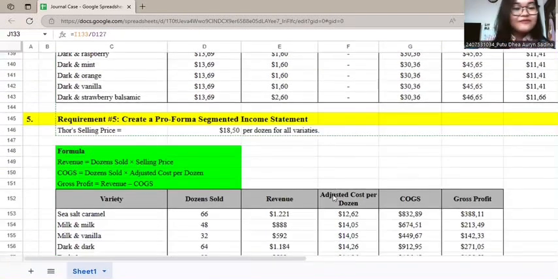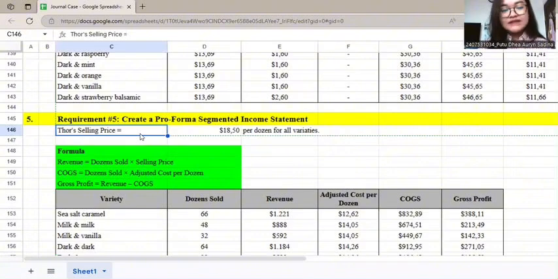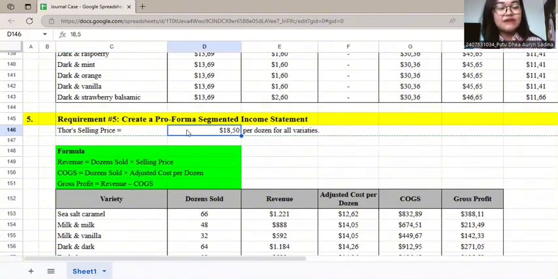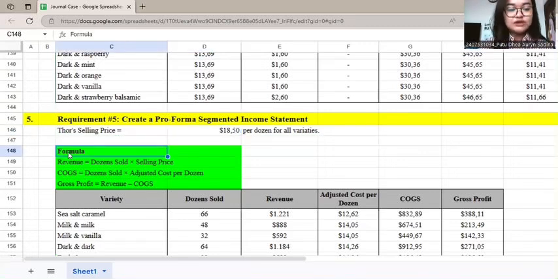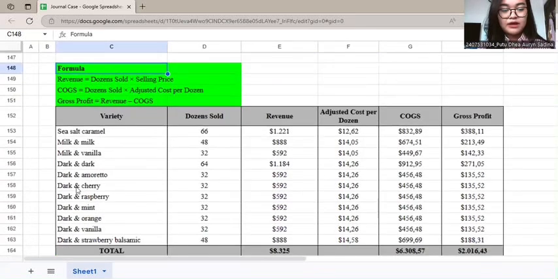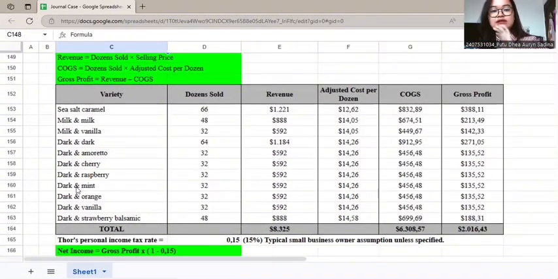For requirement 5, we need to create a pro forma segmented income statement. Tor wanted to sell all of the varieties at $18.50 per dozen. The formula we need to use is revenue, COGS, and gross profit. We have the varieties from the last requirement, or you can see them in the journal. Each variety has some dozens sold: sea salt caramel has 66, milk and milk 48, and so on.